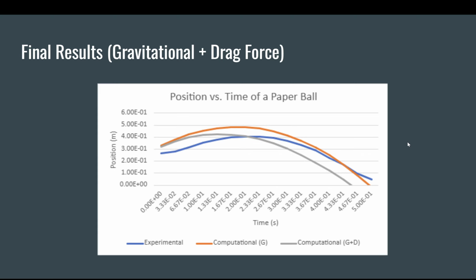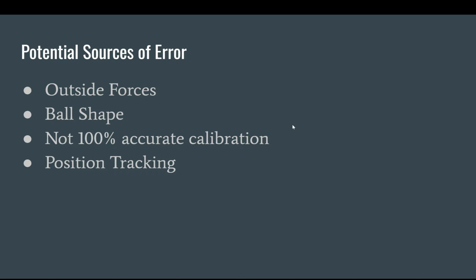So there are sources of error. Let's discuss that. Outside forces: there could have been wind in the room coming from an air conditioning vent. The ball shape may not have been perfectly spherical. And then the Tracker app could have gotten the wrong position on the ball at different times, and not 100% calibration.